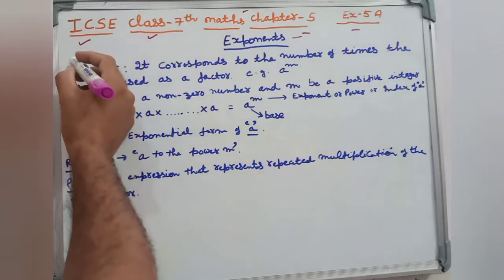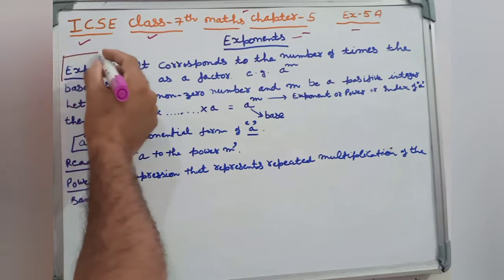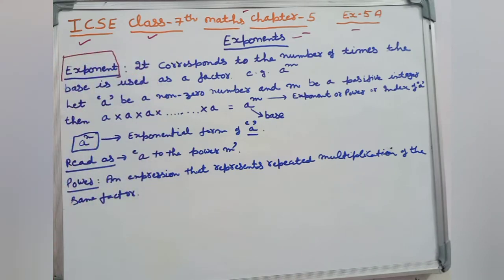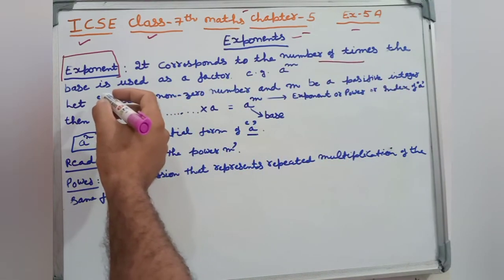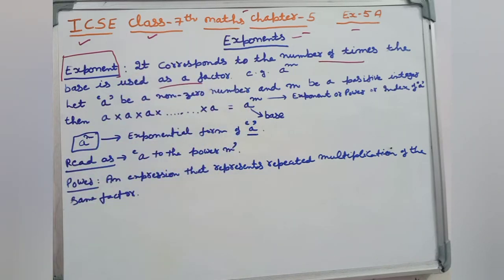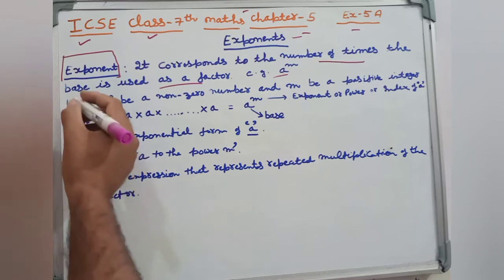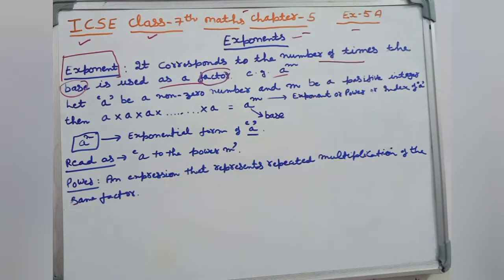Now, what is exponent? This chapter is related to exponent, so we should clear our basics about exponent. What is an exponent? An exponent is the number of times the base is used as a factor. Right? For example, a to the power n. Now, it has certain things in it. First is base, factor, number of times, right?